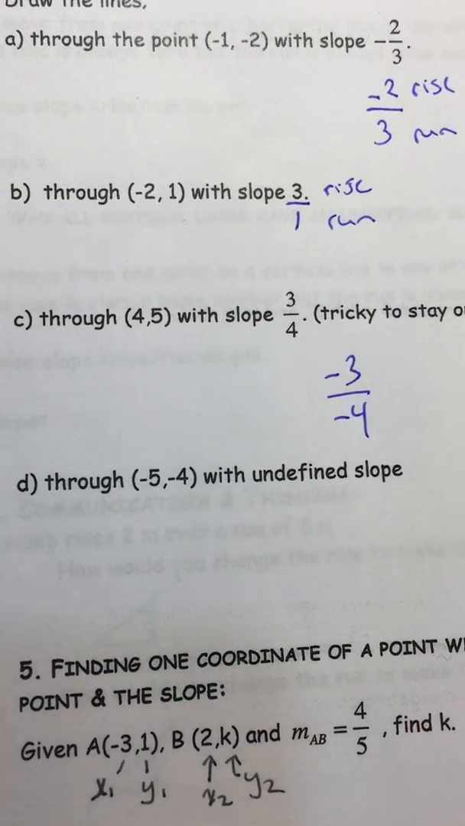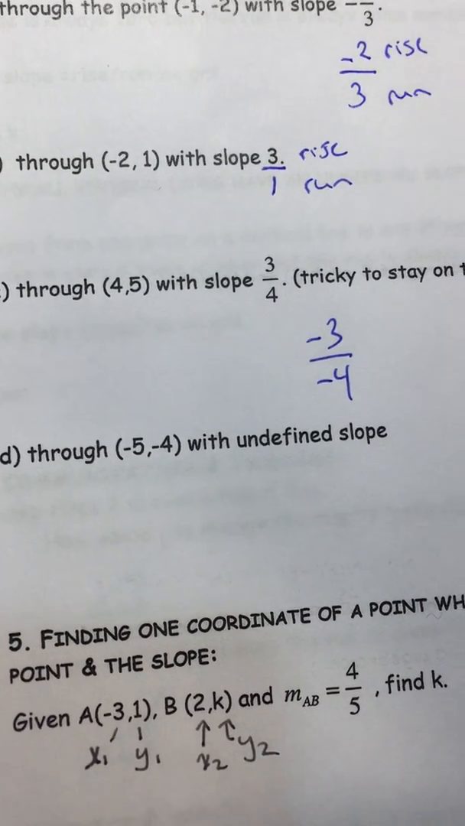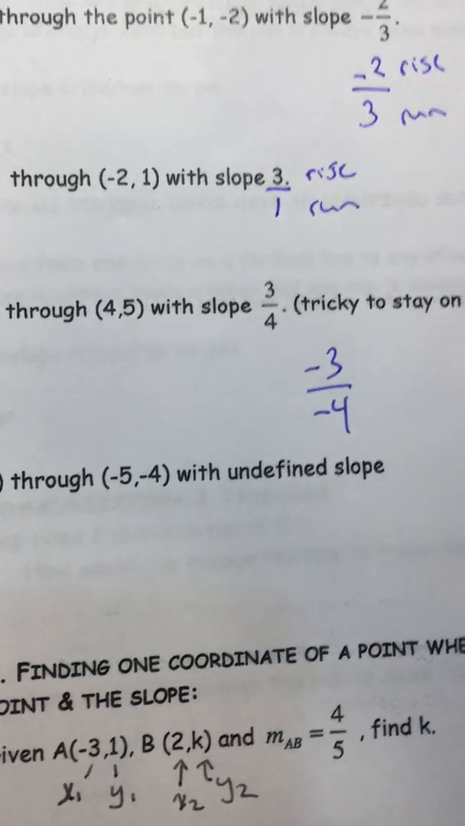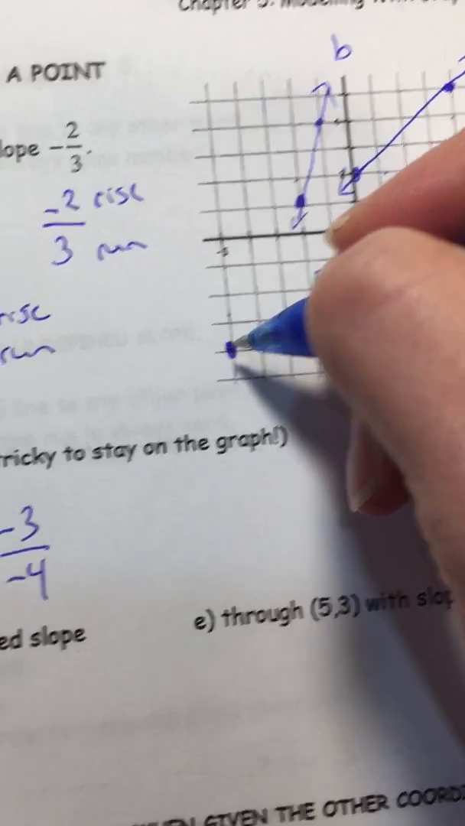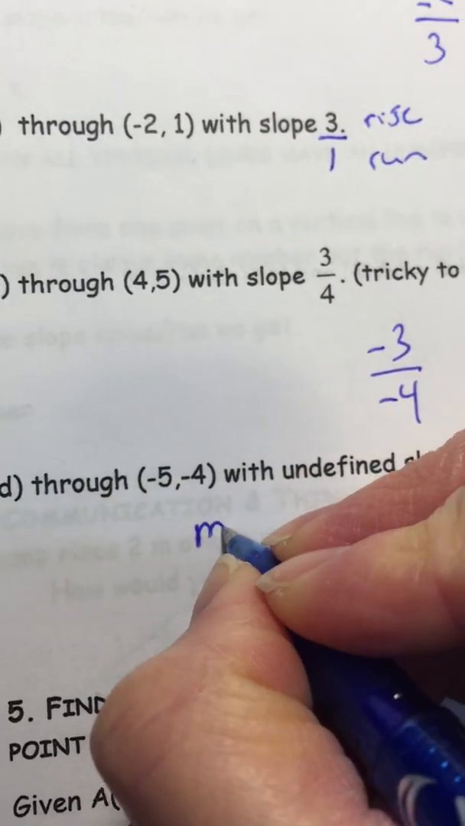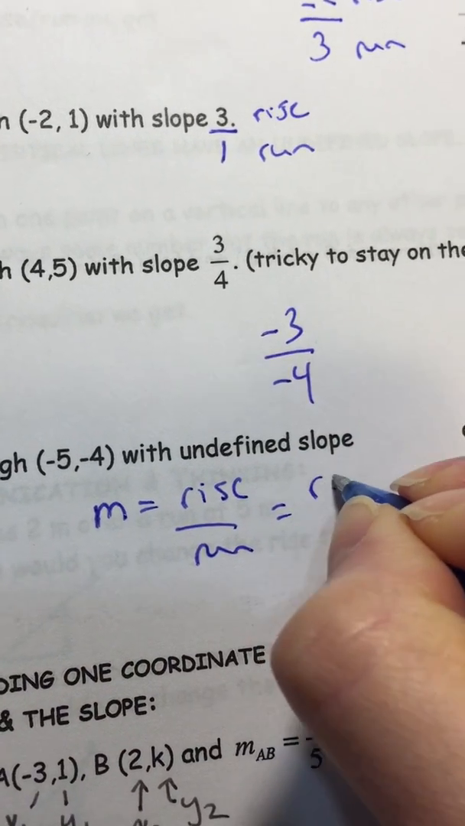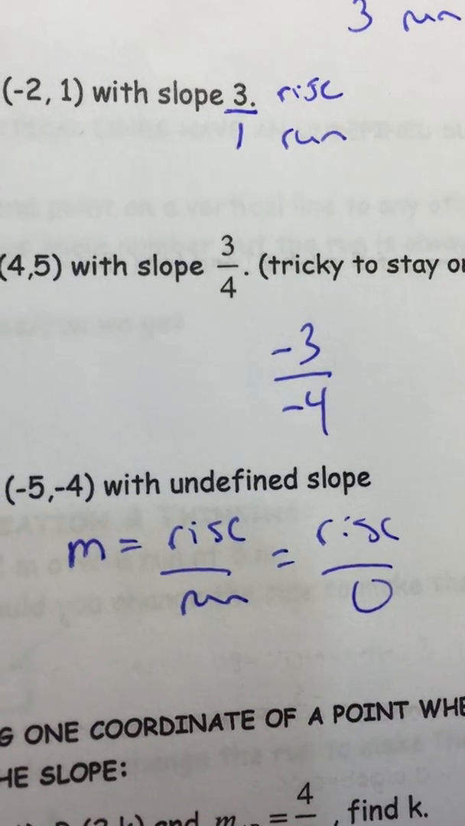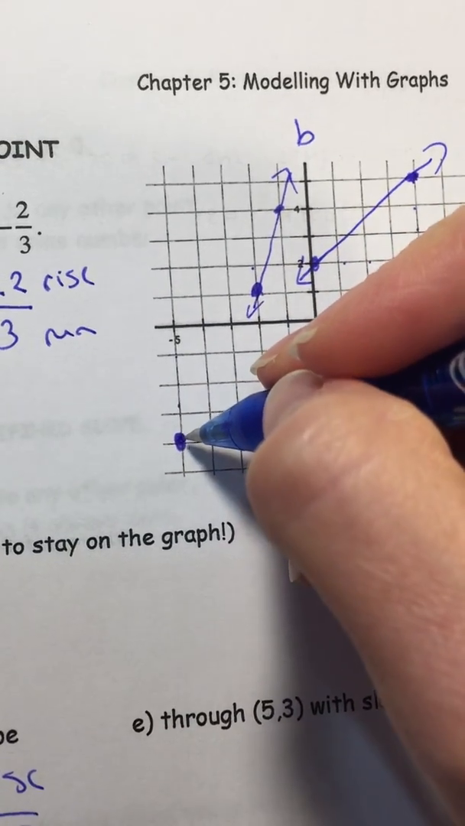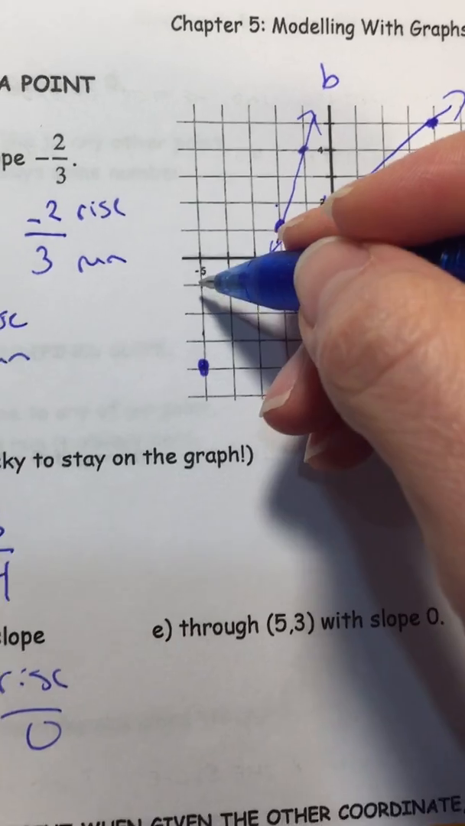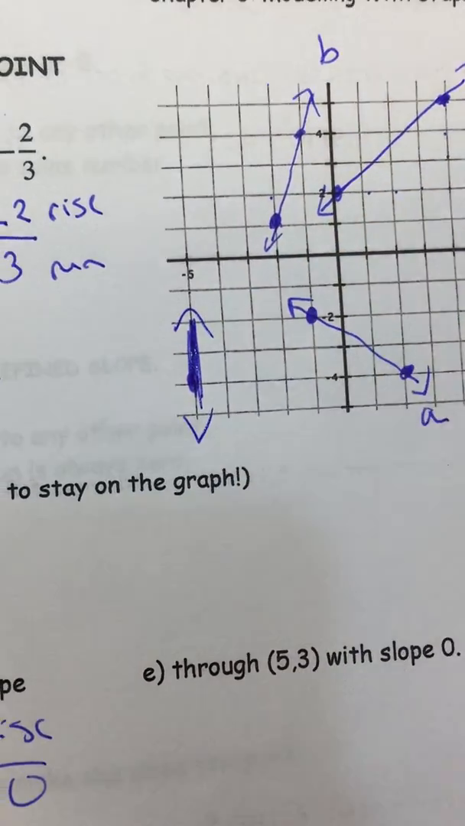D, (-5, 4). And it has an undefined slope. Well, I know slope equals rise over run. And I know that to have an undefined slope, I would need a 0 in the denominator, which means I run 0. So if I pass through this point, (-5, 4), I don't run either direction, but I can rise any number I want to create a line, and it's going to be a vertical line.